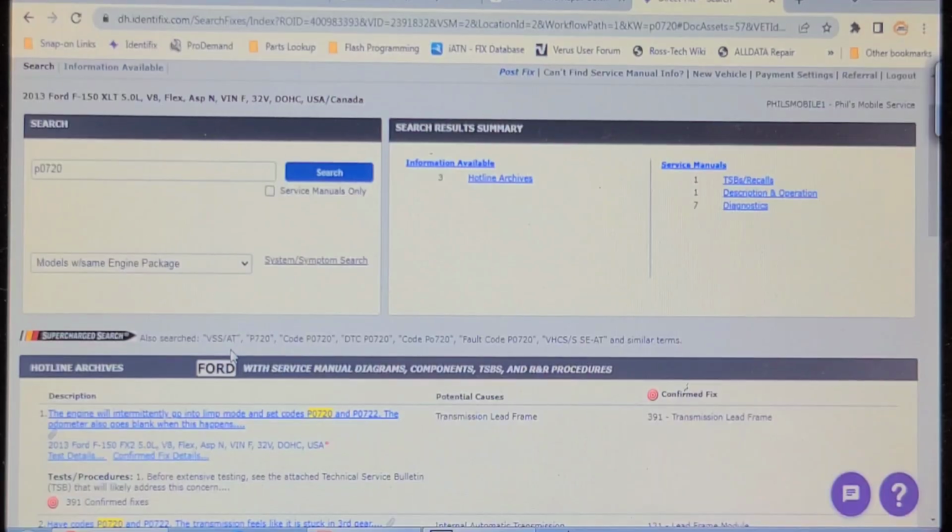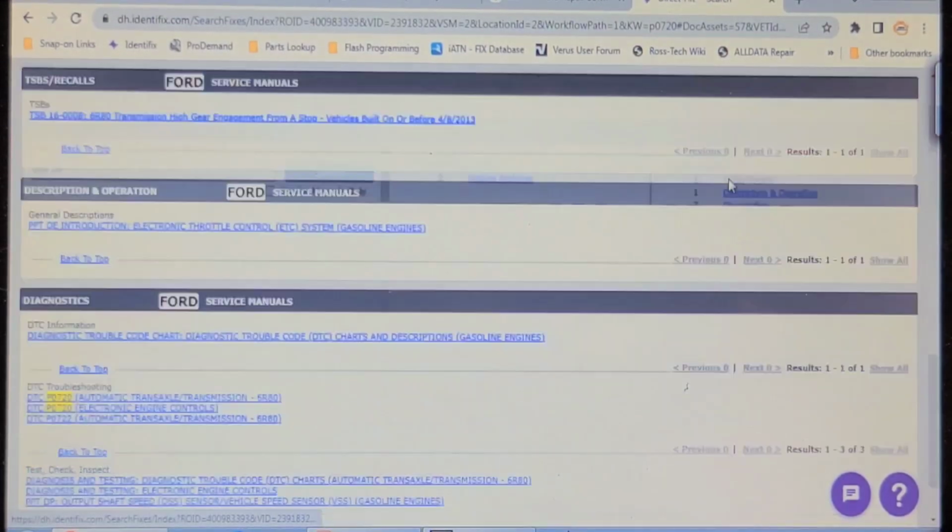So I loaded the vehicle in Identifix, and it's actually a 2013, not a 14 like I think I mentioned. And I did a keyword search for P0720, and there's a couple of cases on it, 391 cases to be exact. And the output shaft speed sensor is part of the transmission lead frame. It's inside the transmission on this thing. Now there is a TSB on it. Let's see what that TSB suggests.